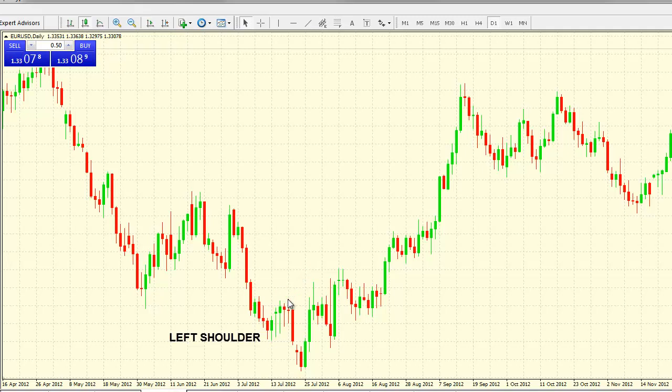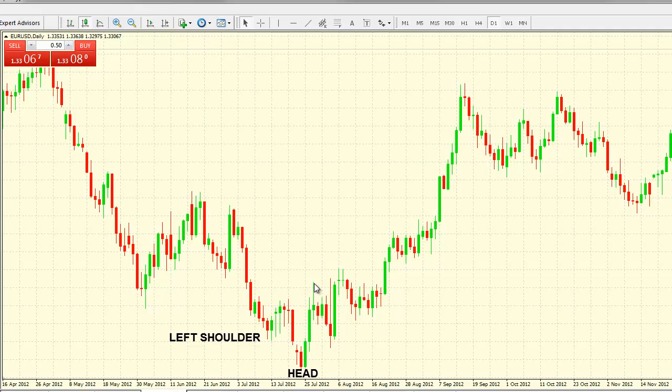From this point, the price again slides towards lower price levels, making a lower low at this point. This marks the formation of the head. From this low, the price again trends up to a new high at this point. This completes the formation of the head.